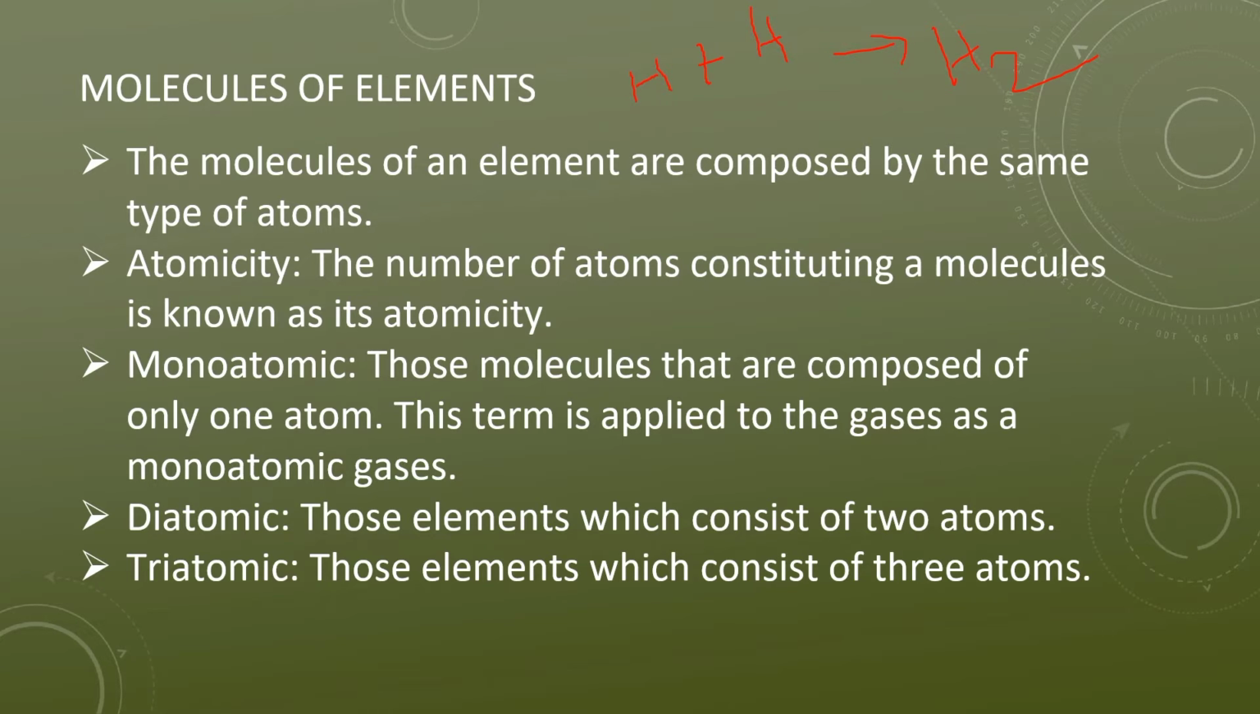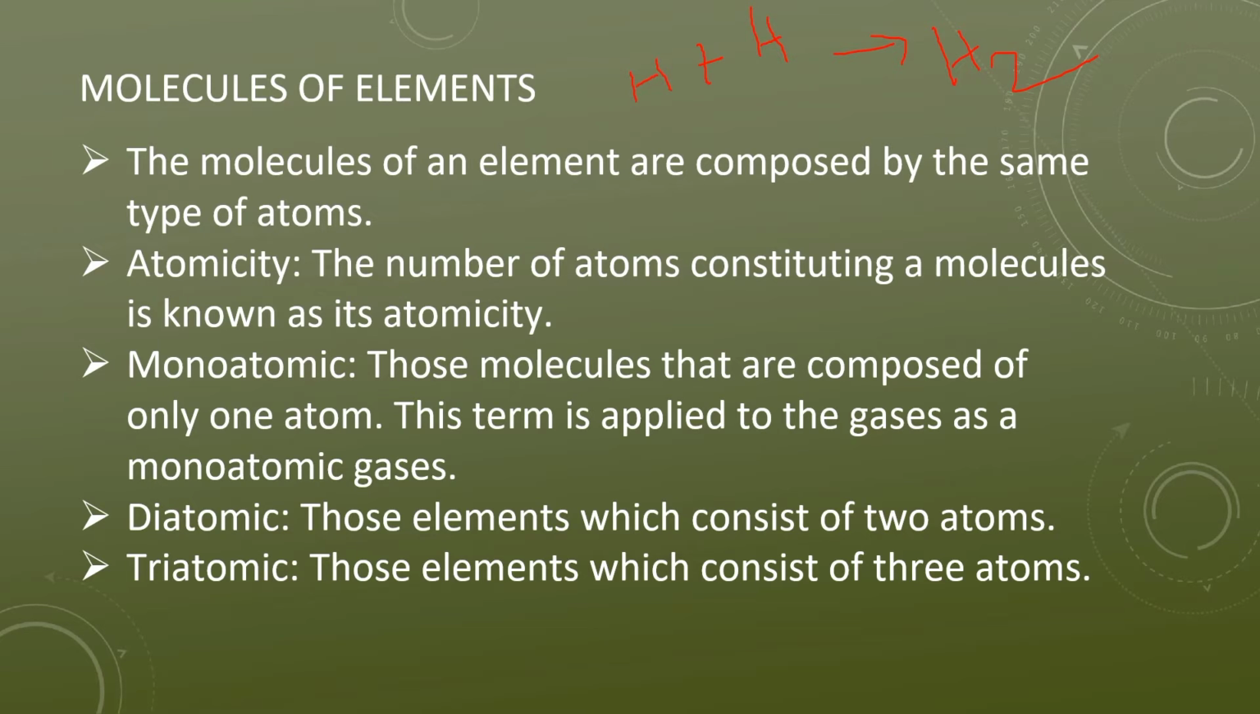Atomicity is subdivided further. The first one is monoatomic, second is diatomic, and triatomic. Monoatomic means they are composed of only one atom, and mostly these monoatomics are noble gases. That is why we call them monoatomic gases, like neon, argon, helium. These are some elements that have only one atom. But if the molecules have two atoms, then we consider them diatomic, like your hydrogen gas, as given in the examples here.